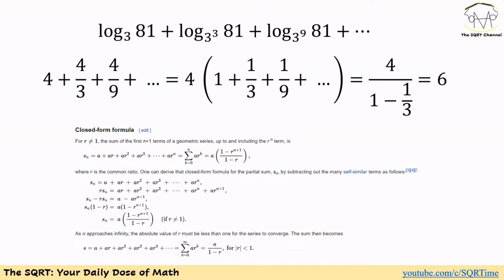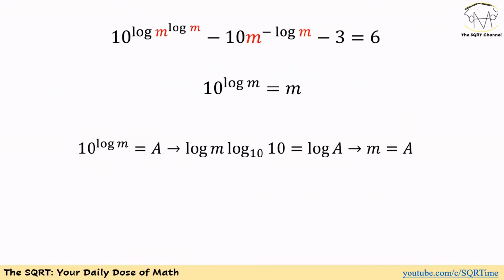Now let's go back to the original problem. We had 10 to the power of log m to the power of log m. We had 10 times m to the power of minus log m. We had 3, and we found that the right hand side is just 6. We are going to write 10 to the power of log m as m.